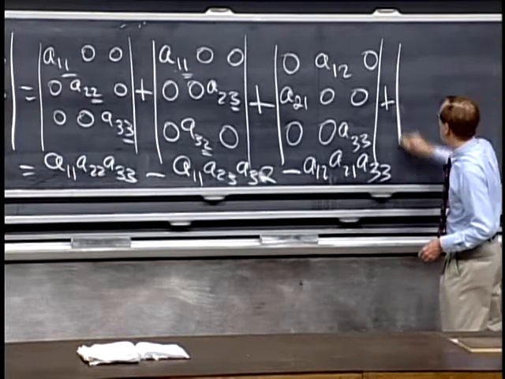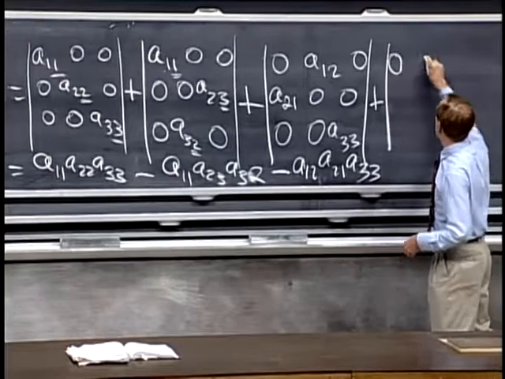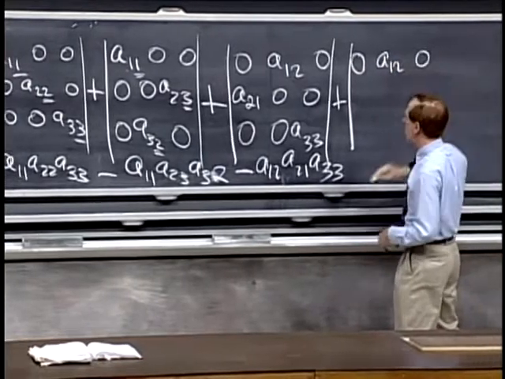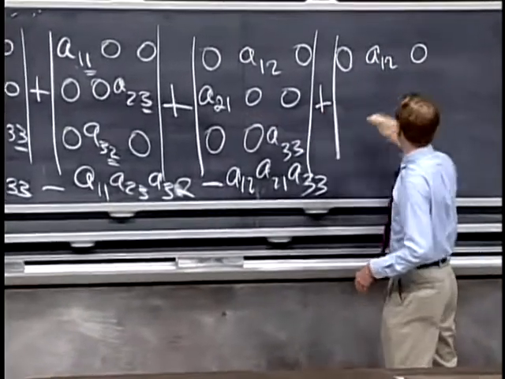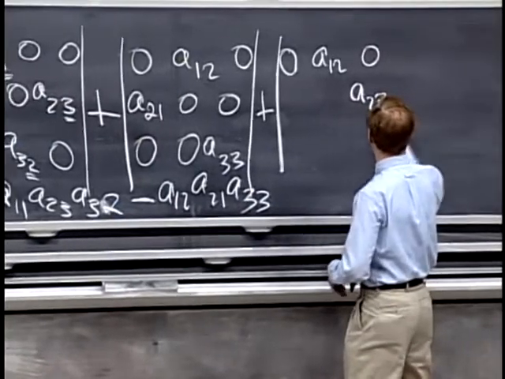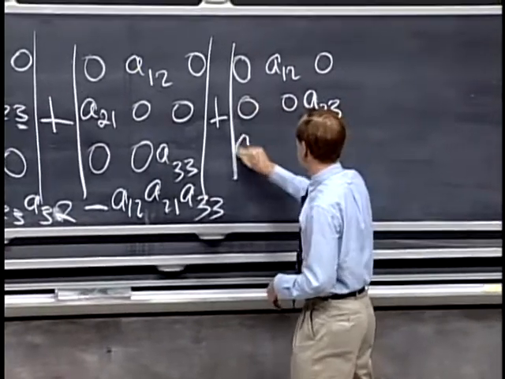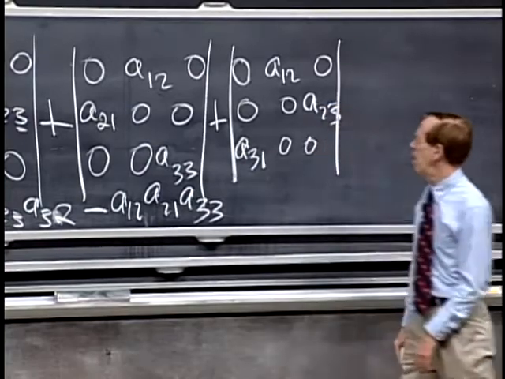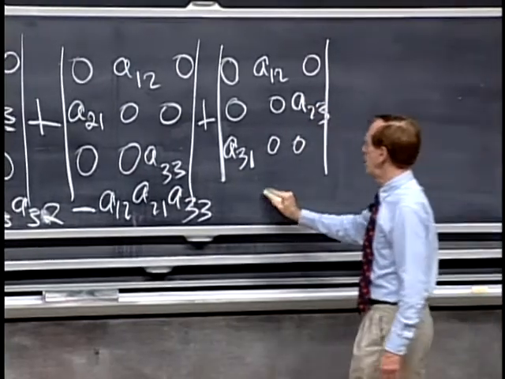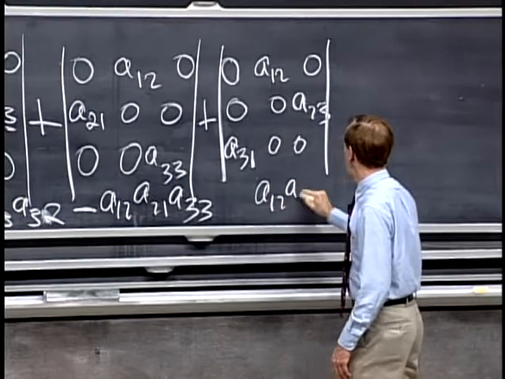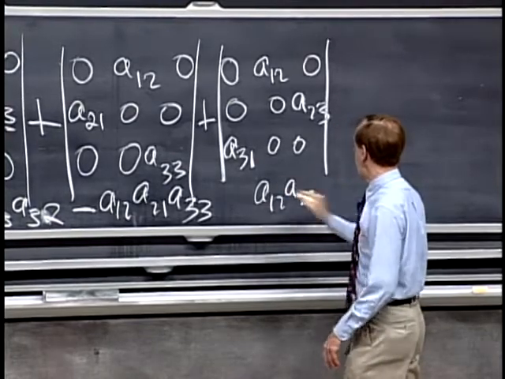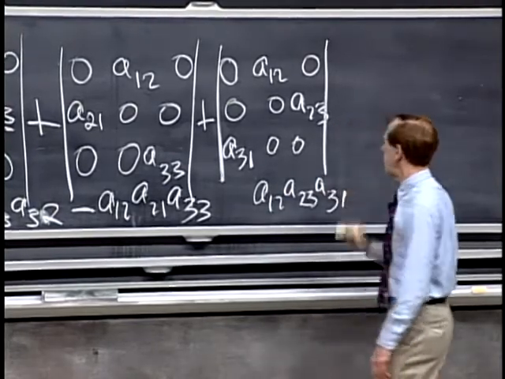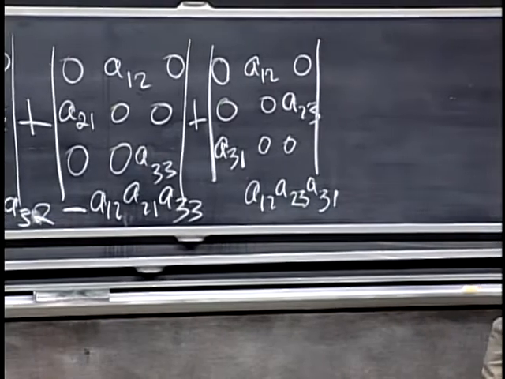And now what's the other one with an A12 up there? I could have used this row. I could have put this one here and this one here. Right? You see the whole deal? Now that's an A12, A23, A31. And does that go with a plus or a minus?